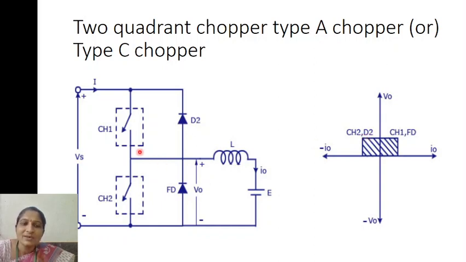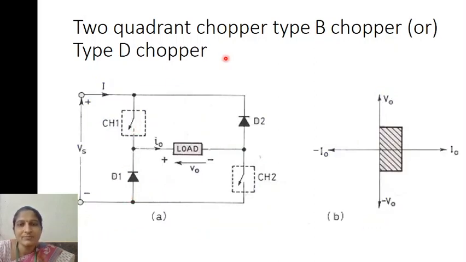The chopper switches can be any power converters, that means thyristors, IGBTs, or MOSFETs you can use. The main precaution which you need to follow for this circuit is that CH1 and CH2 should not both be on at the same time. Okay, this is about the two quadrant chopper, type A chopper.